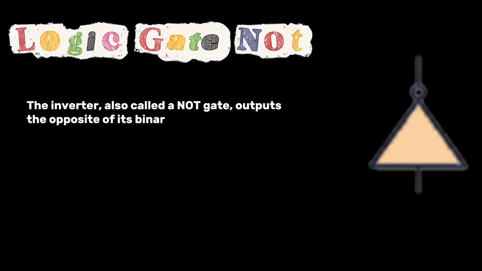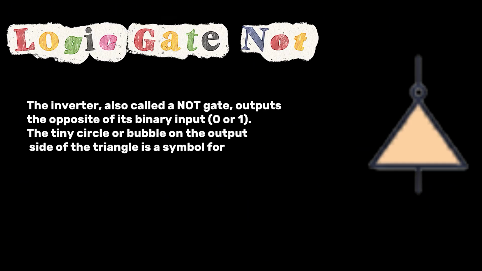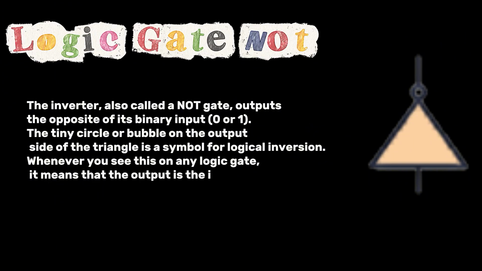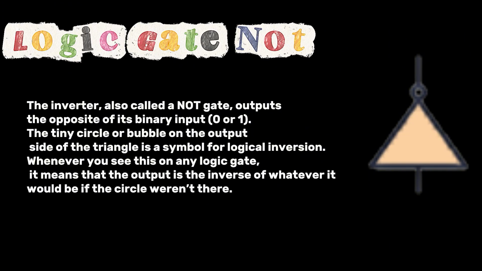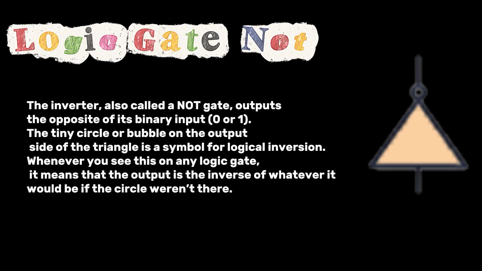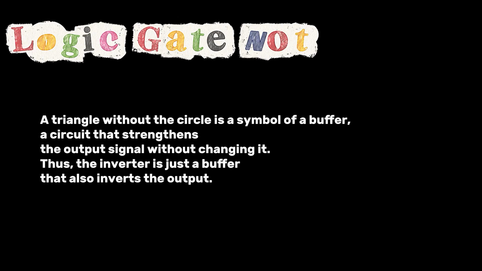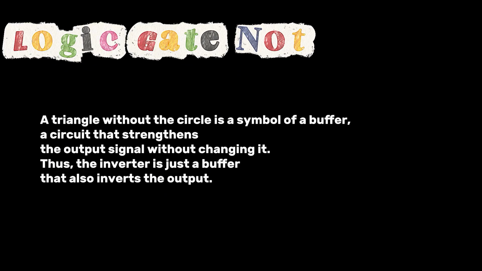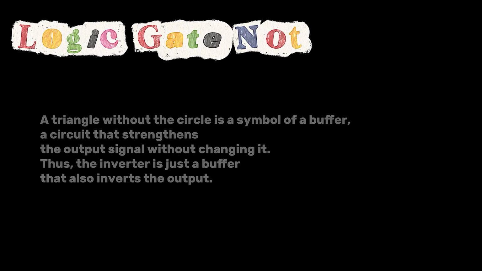The inverter, also called a NOT gate, outputs the opposite of its binary input, 0 or 1. The tiny circle or bubble on the output side of the triangle is a symbol for logical inversion. Whenever you see this on any logic gate, it means that the output is the inverse of whatever it would be if the circle weren't there. A triangle without the circle is a symbol of a buffer, a circuit that strengthens the output signal without changing it. Thus, the inverter is just a buffer that also inverts the output.